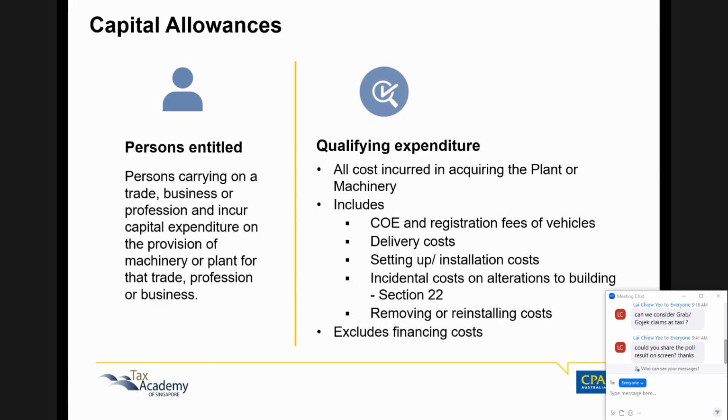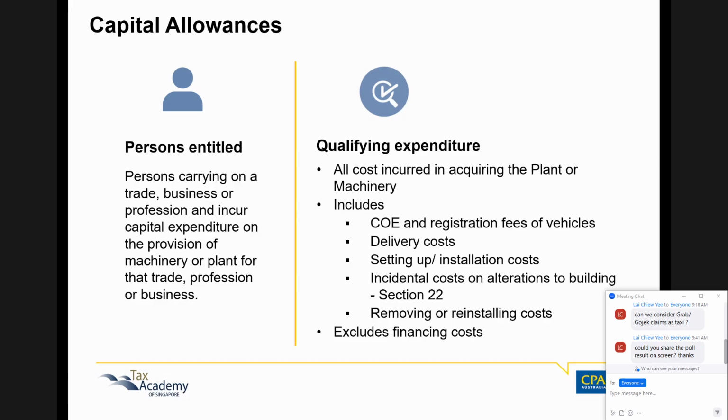Okay, so generally, if you're a company carrying on a trade, and you incur capital expenditure on plant and machinery for a trade, then generally it should be applicable. Although the question here is how you define it, look at whether it falls under the definition of plant and machinery or not. Okay, so what about the qualifying expenditure?